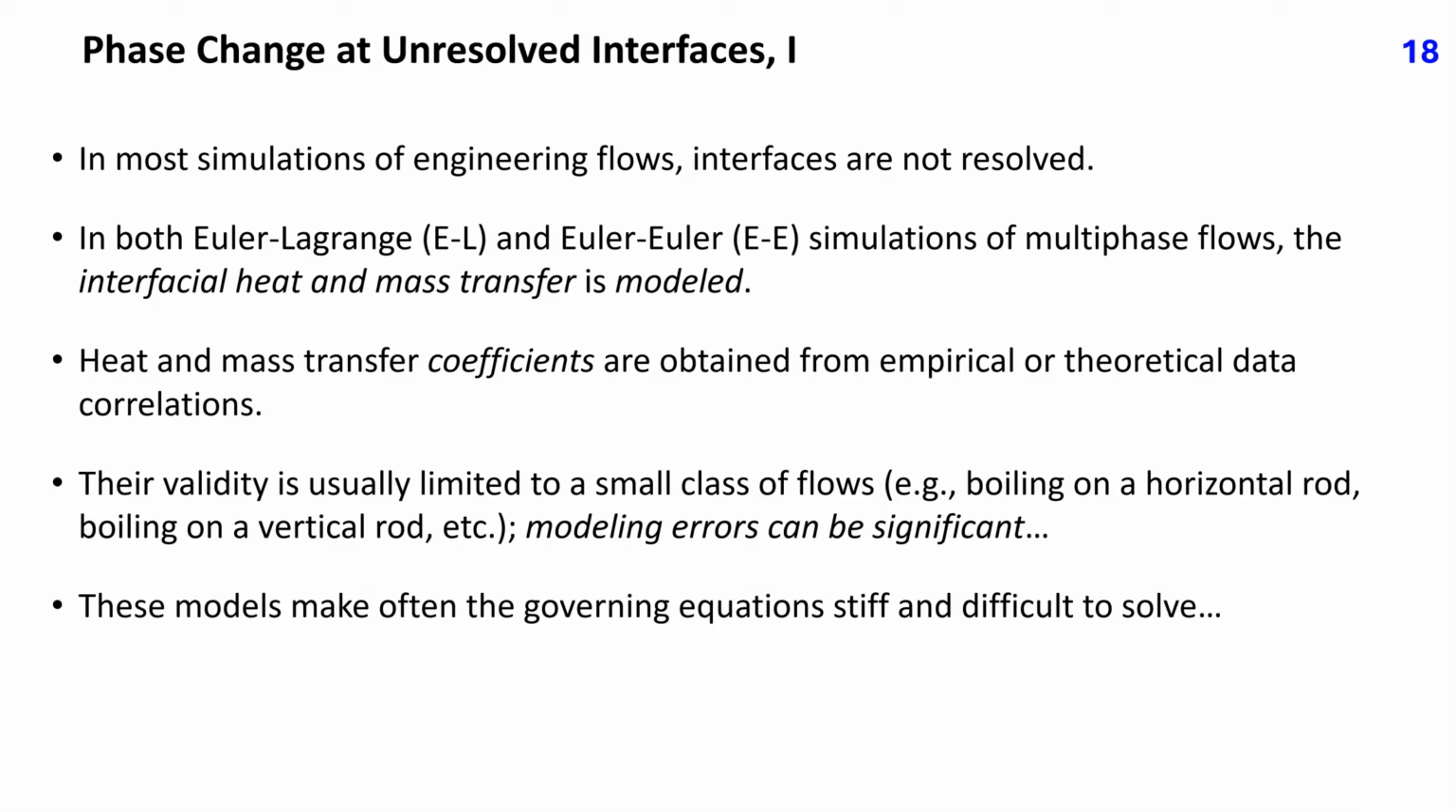Their validity is usually limited to a small class of flows, for example, boiling on a horizontal rod, boiling on a vertical rod, etc. Modeling errors can be significant. The models for heat and mass transfer in two-phase flow solvers often make the governing equations stiff and difficult to solve, especially when both phases are treated as Eulerian, that is, continuous.